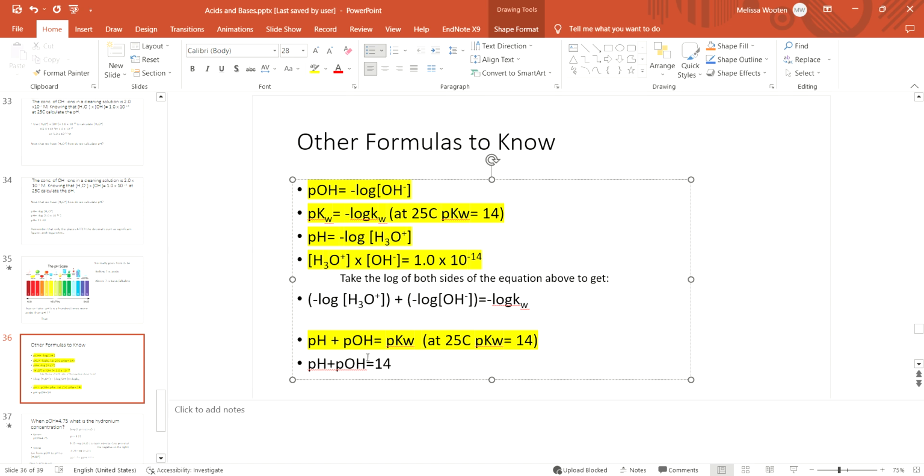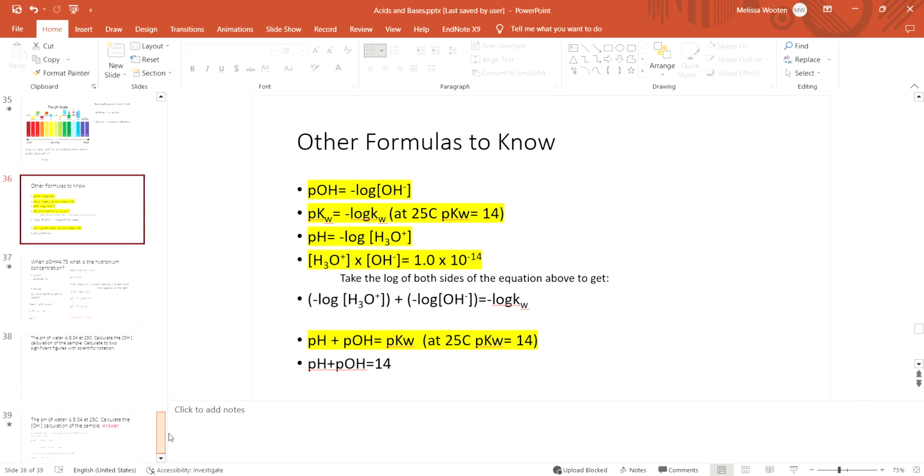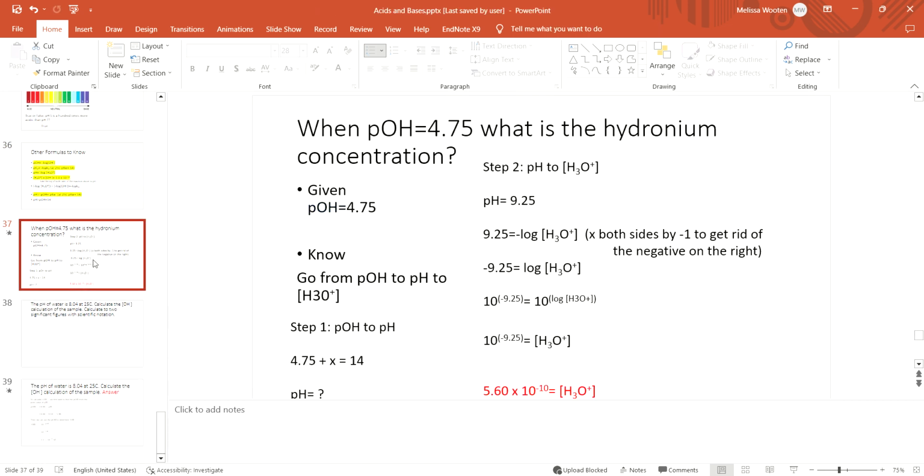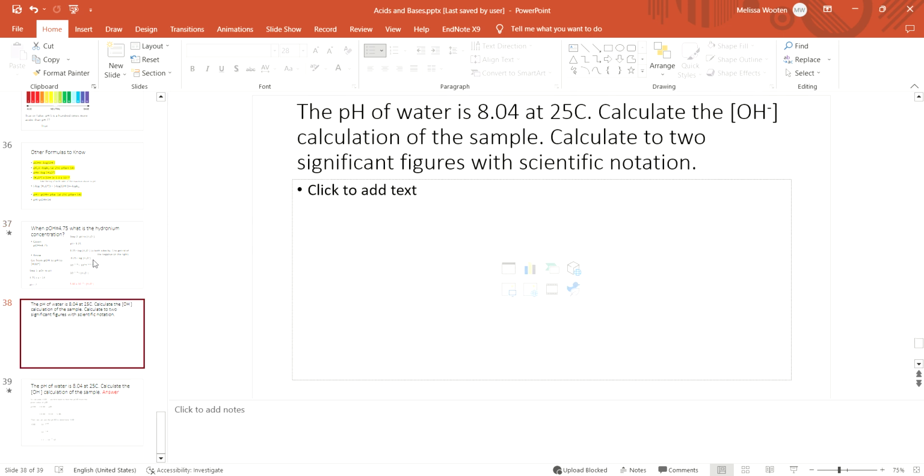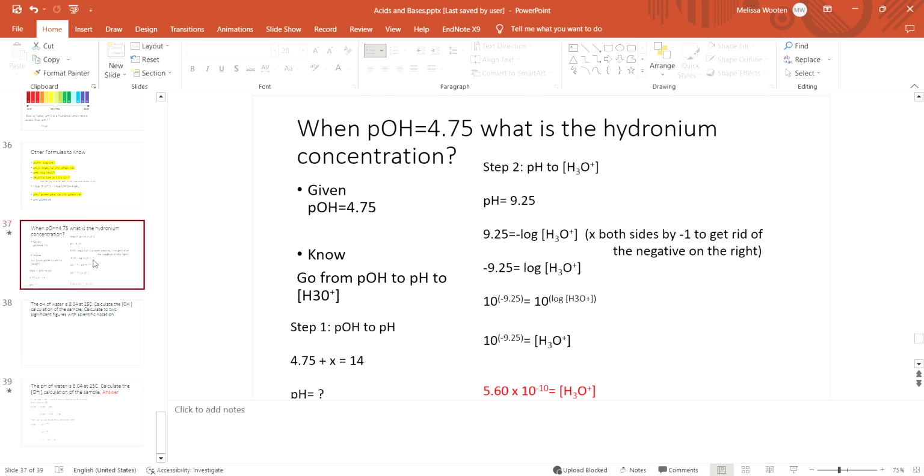Okay, so these are formulas that you need to know. As usual, I suggest you make a formula sheet. You should know that doing the opposite of a log means doing 10 to the power of a log. Okay, you'll be needing to do that in future questions. So slides 37 through 39 contain some practice problems for you to go through. Feel free to email me if you have any questions.